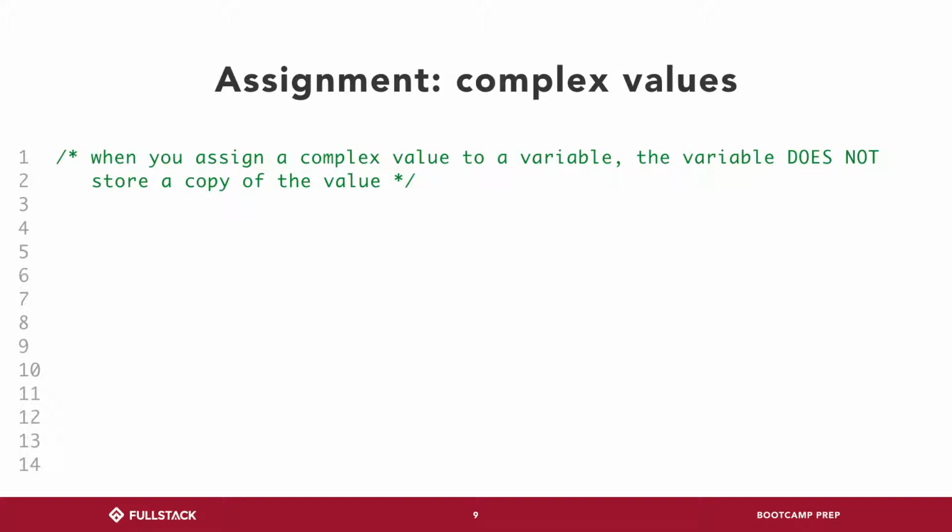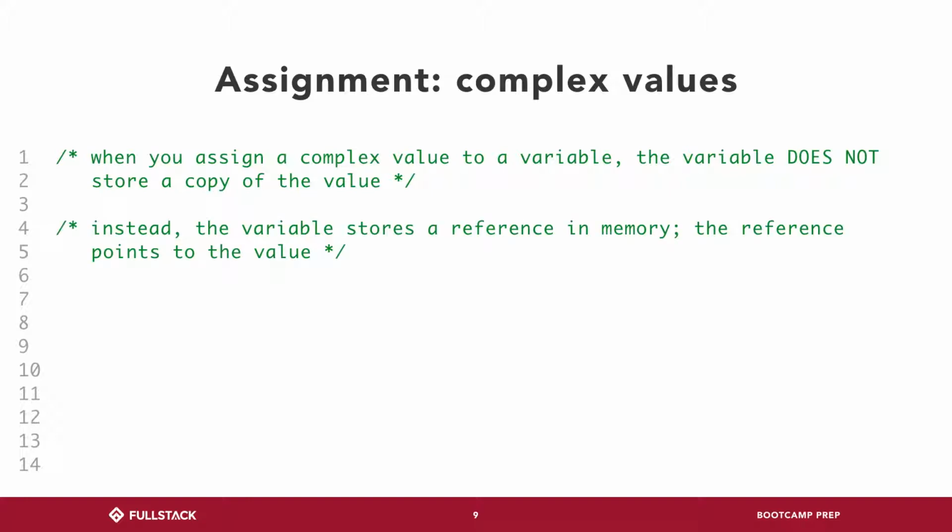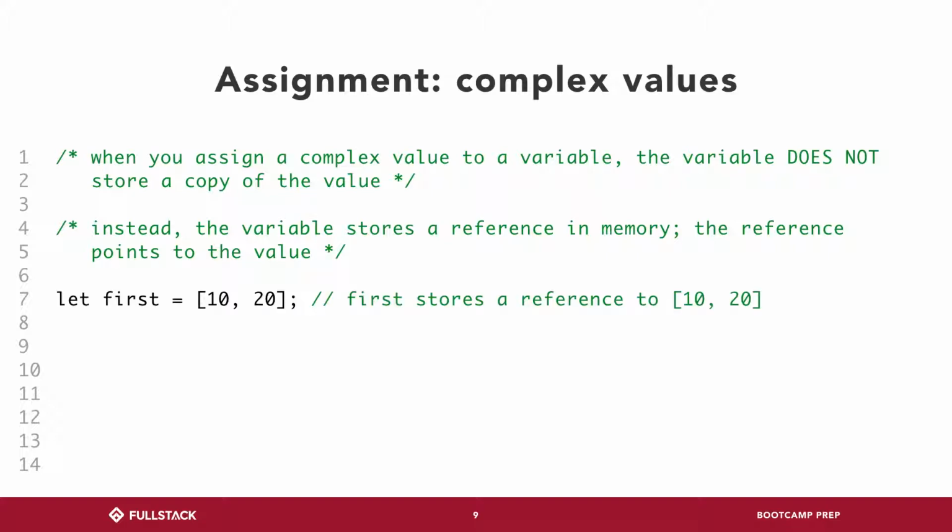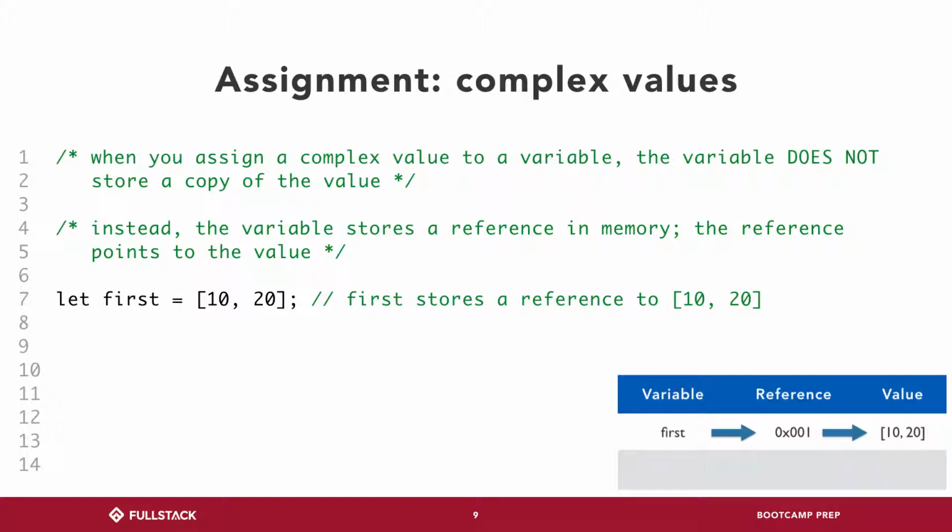When you assign a complex value to a variable, the variable doesn't store a copy of the value. Instead, it's going to store a memory address. So the variable stores a reference in memory, and the reference points to where that complex piece of data actually lies inside of the computer. So in this case, as soon as we come here, we define first.